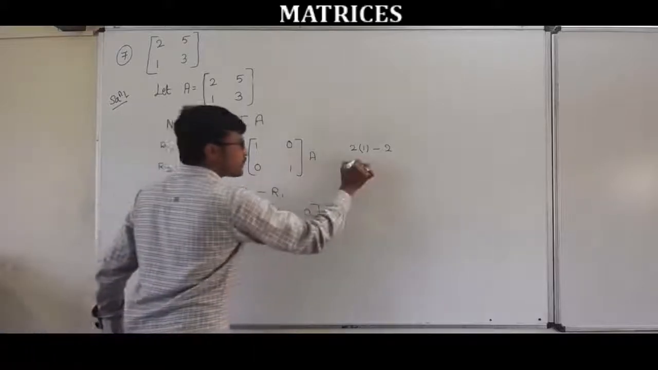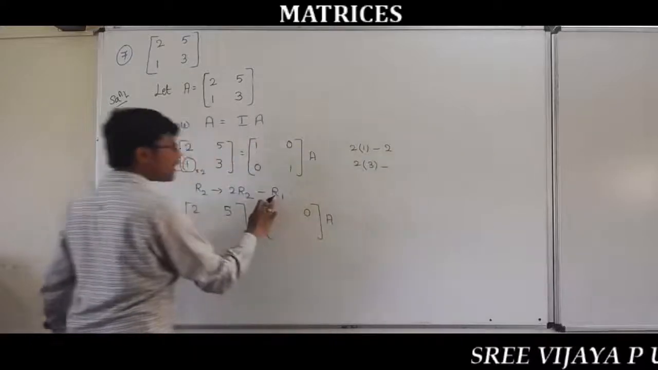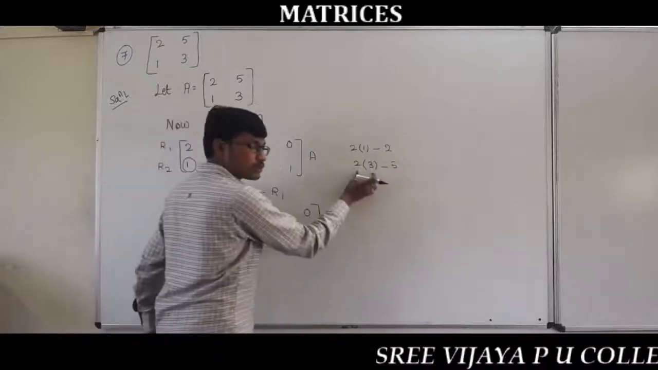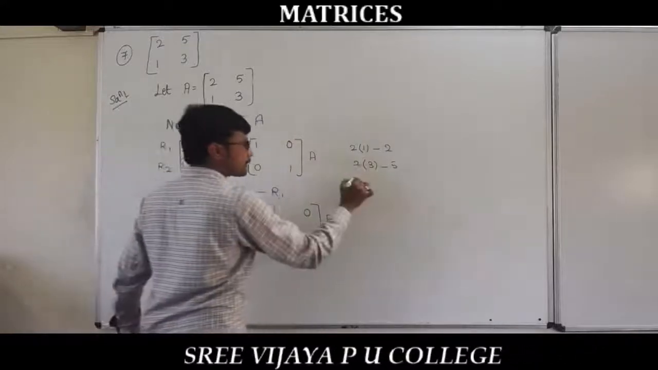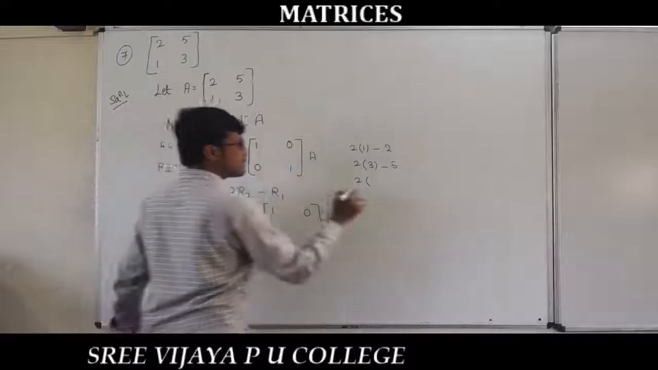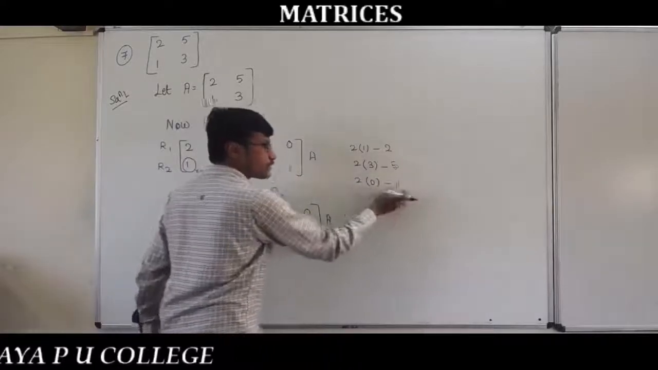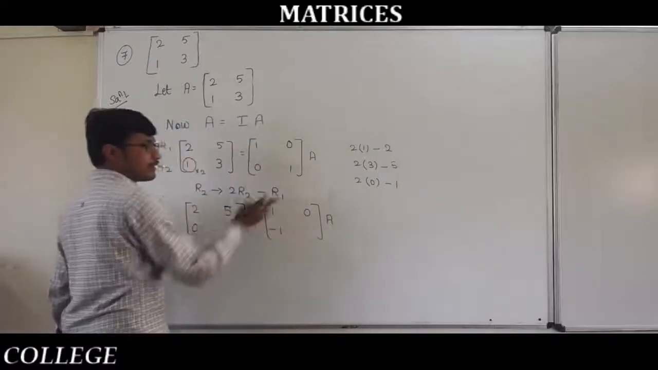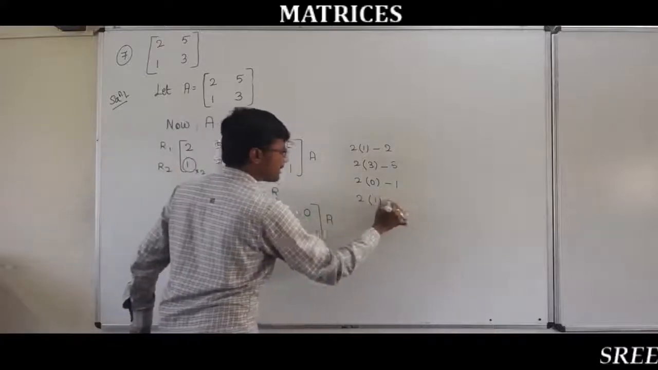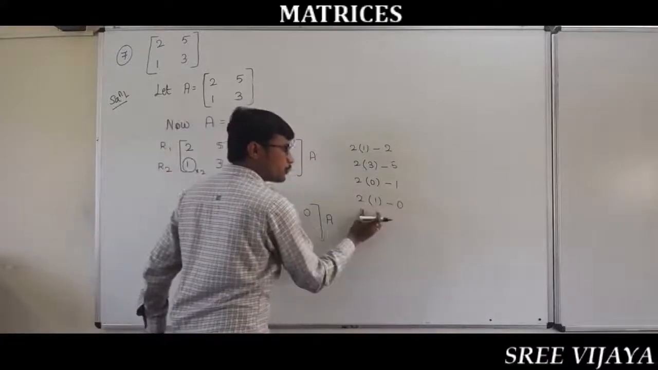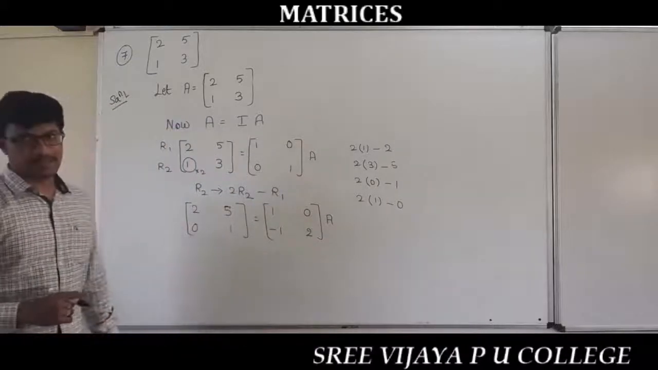Next, 2 times R2: R2 is 3, minus R1 is 5. So 2 into 3 is 6. 6 minus 5 is 1. Next, 2 times R2 is 0 minus R1 is 1. 2 into 0 is 0. 0 minus 1 is minus 1. Next, 2 into R2 is 1 minus R1 is 0. 2 into 1 is 2. 2 minus 0 is 2. So this is the first.